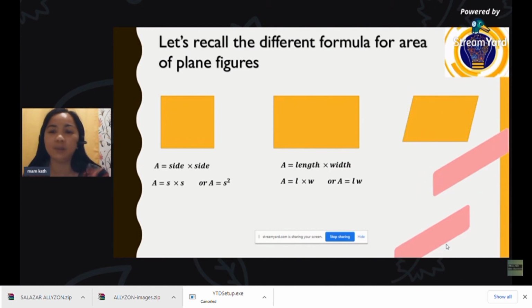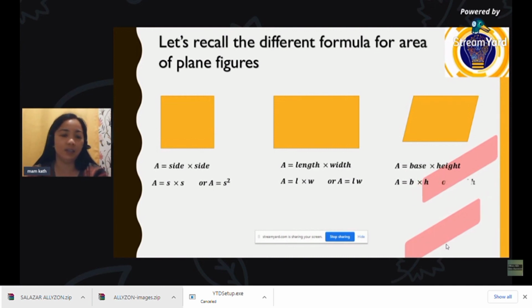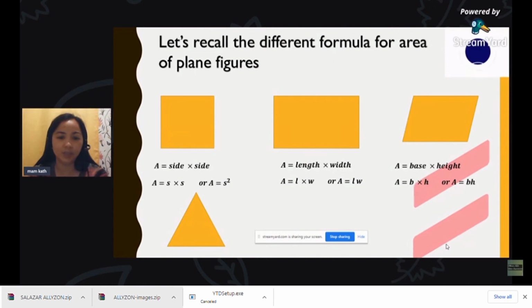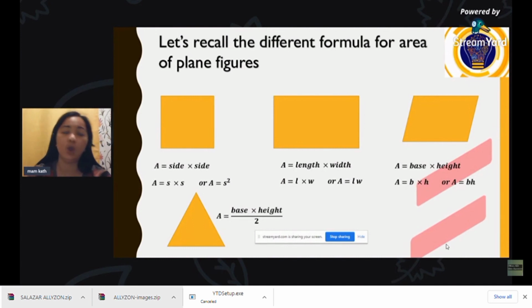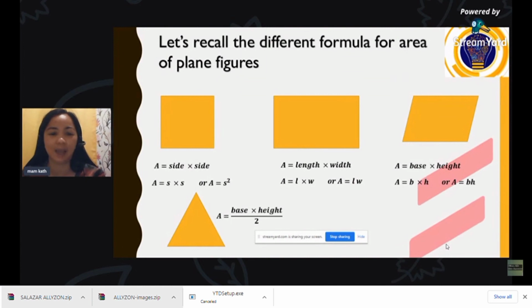So we have here a parallelogram, and the area for a parallelogram, we have base times height. And we have here a triangle. The formula for a triangle, we have base times height divided by 2. Some others use 1/2 base times height. It is the same, parehas lang sila.